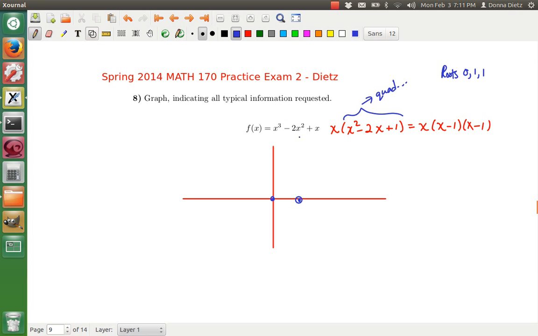Alright, so I'm looking at this x cubed, and there's no negative sign in front of it, so I know that eventually I go off to positive infinity. So this must turn around like so, but it has to make a hump and dive down.